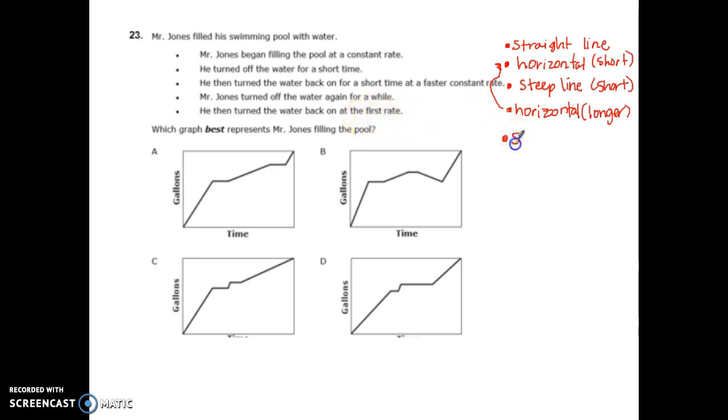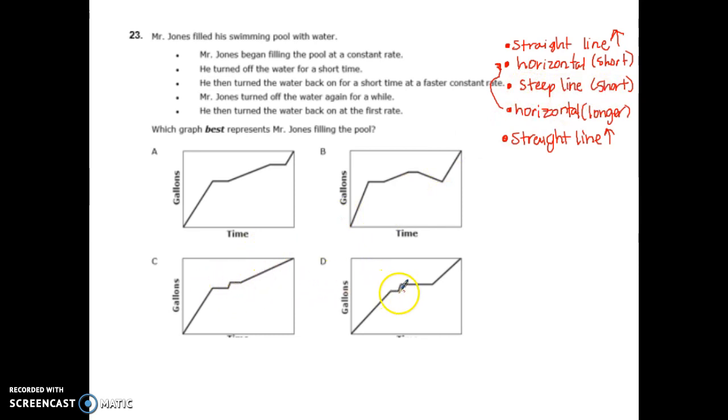So it should match. So it's a straight line, and it should be increasing. These lines are increasing, all right? Because it's straight doesn't mean it's decreasing. So straight line, straight line, straight line, straight line. Horizontal line, but it's very short. Horizontal line, short, short, short. This is the shortest one, but we don't really know, so keep going. Steep line, a very steep, short line.